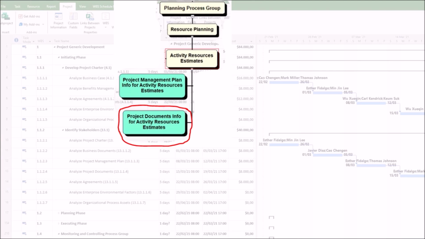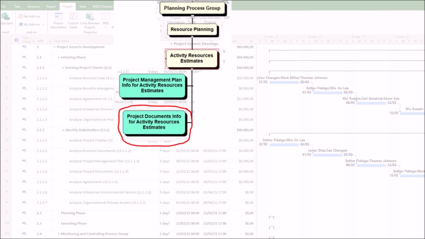How important is the input of project documents to the estimate activity resources process? The input of project documents is critically important to the estimate activity resources process, as they provide the foundational details about the project's work, constraints, and environment necessary to create realistic and actionable resource estimates. Why are these documents indispensable?